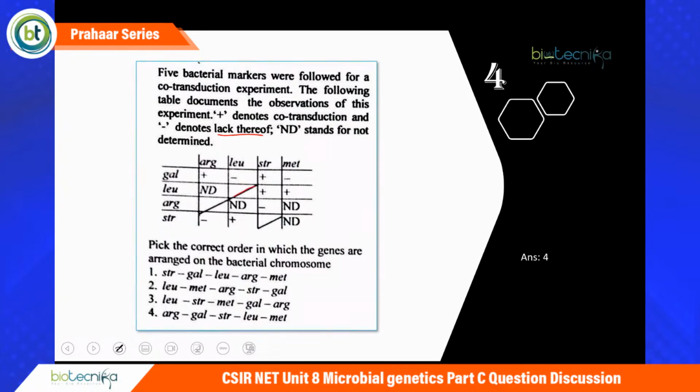So cuts are there in those situations where it is the same two markers. Leucine with leucine you cannot see, right? Arginine with arginine you cannot see. All right, so that's why the cuts are here. Okay, STR with STR you cannot see.